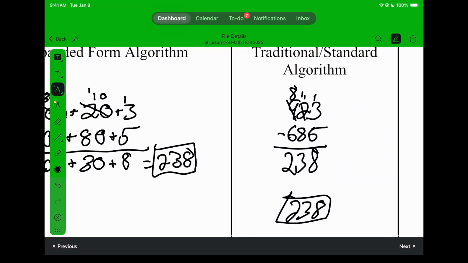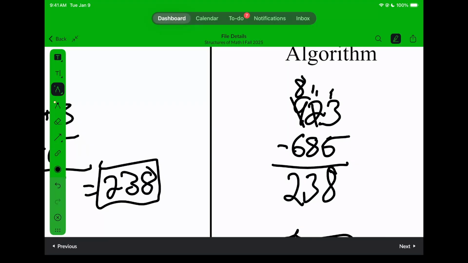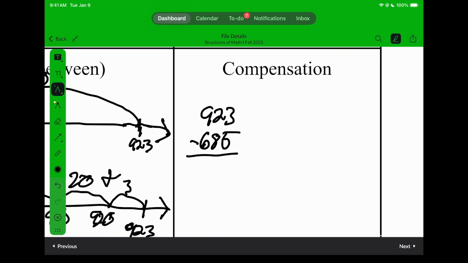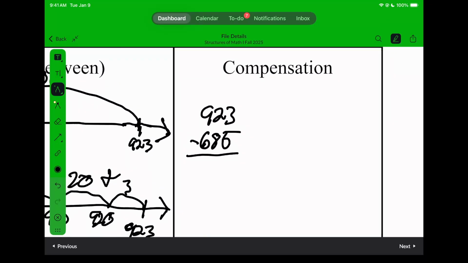Because sometimes, you see what happened here? Sometimes borrowing can get a little confusing with all the crossing out and carrying. Where are you taking the numbers from? What's the next number going to be? All the crossing out, it gets all messy. It's kind of disgusting looking. So, with compensation, we can avoid that.